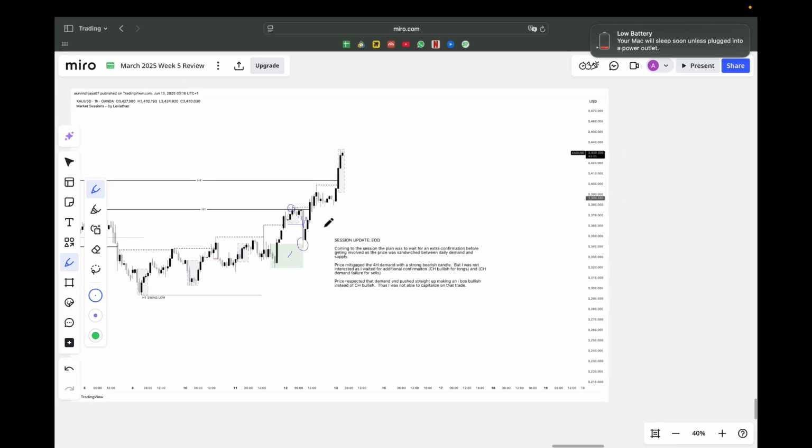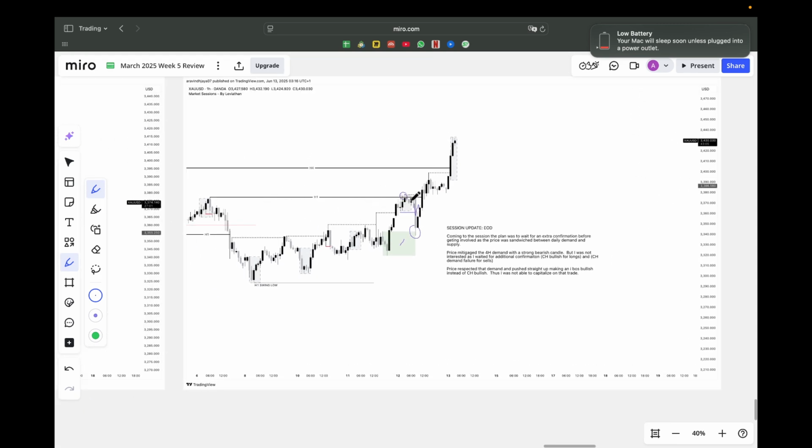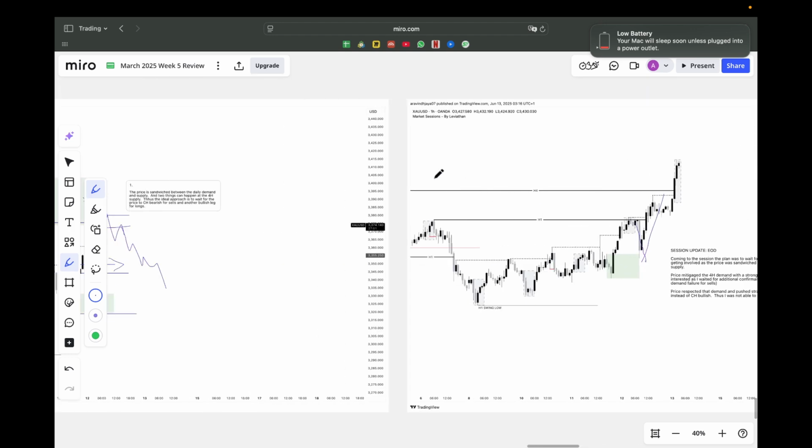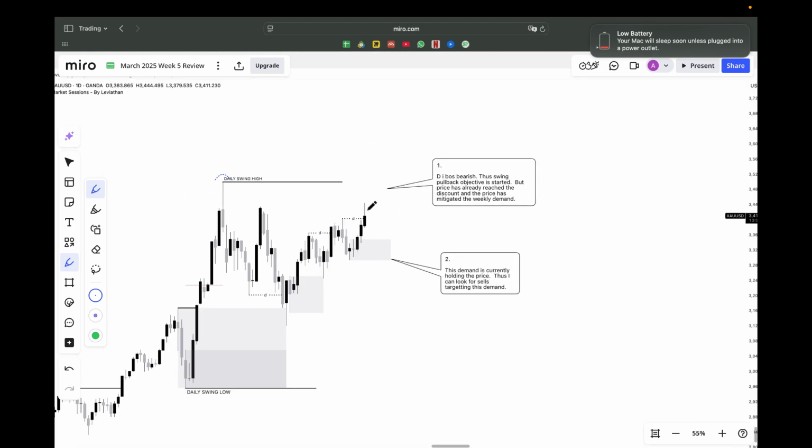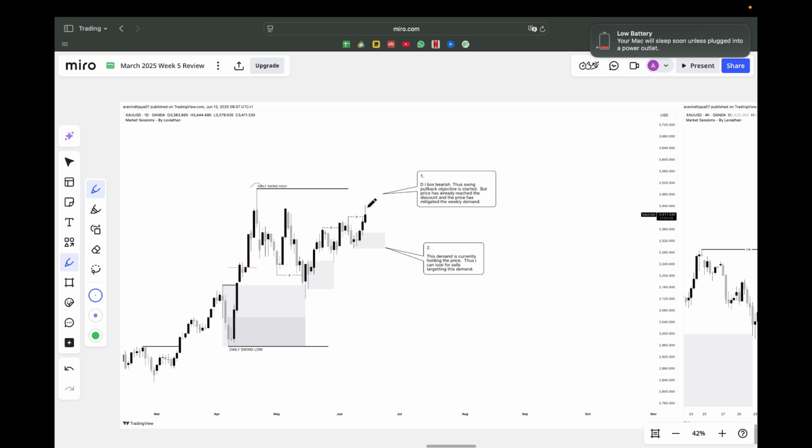This POI actually gave some strong reaction. Once the strong reaction was completed, it mitigated the demand zone and continued the daily structure. So, last day of the week, definitely we need to discuss this one. The daily internal structure has shifted bullish, and now we can expect this bullish structure to hold till the price takes out the swing high. But for now, what we can expect is this demand is holding the price right now. We can expect the price to mitigate the demand zone.